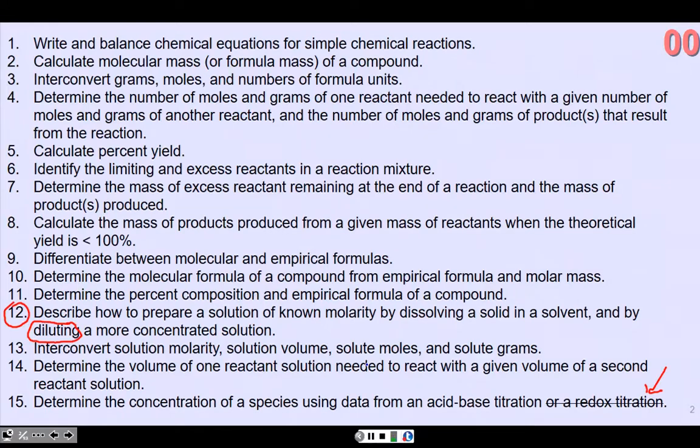All right, in the next recording I want to talk about more ways of doing calculations and things that have to do with reactions in solution. In order to do so, we're going to be looking at molarity and solution volumes and solute moles and solute grams, and particularly volumes of one reactant needed to react with a given volume of another reactant solution. The last topic on this list will be a separate recording.